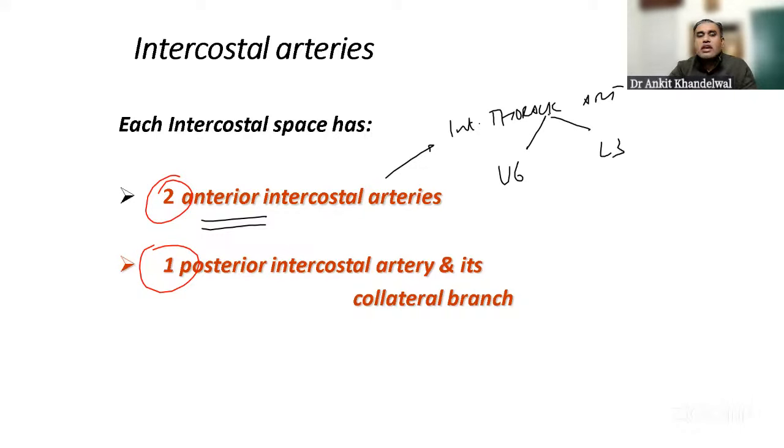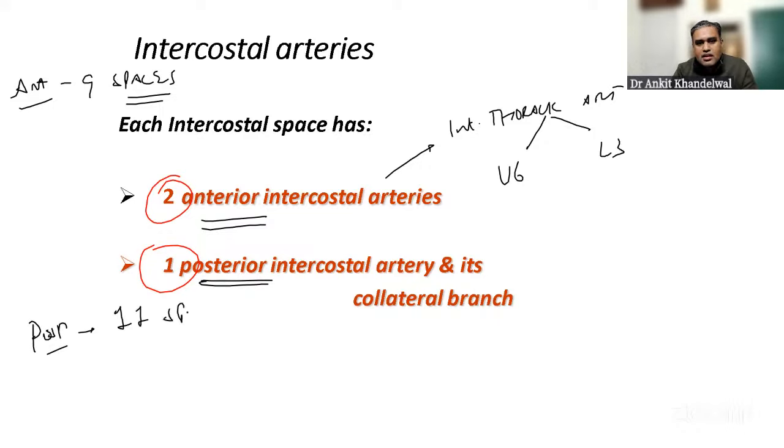Because anteriorly, how many spaces do we have? But sir, we had 11. No, anteriorly we have 9 spaces only. Why? Because anteriorly we have 10 ribs only. While if you talk about the posterior intercostal arteries, posteriorly how many spaces do we have? Up to you guys. We have 11 spaces.